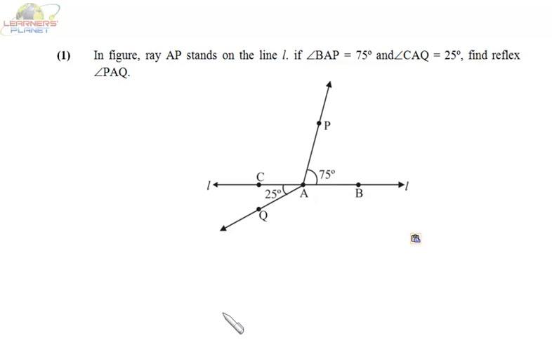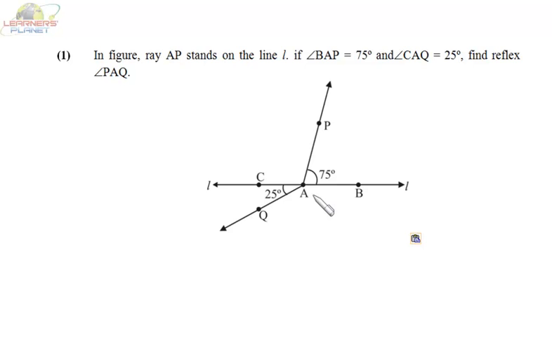Now let's see this interesting question. Here ray AP stands on line L. This is a line L and there is a ray AP. Angle BAP is 75 degree. Angle CAQ is 25 degree, that is given to us, and we have to find out the reflex angle PAQ. That means this complete angle we have to find out.